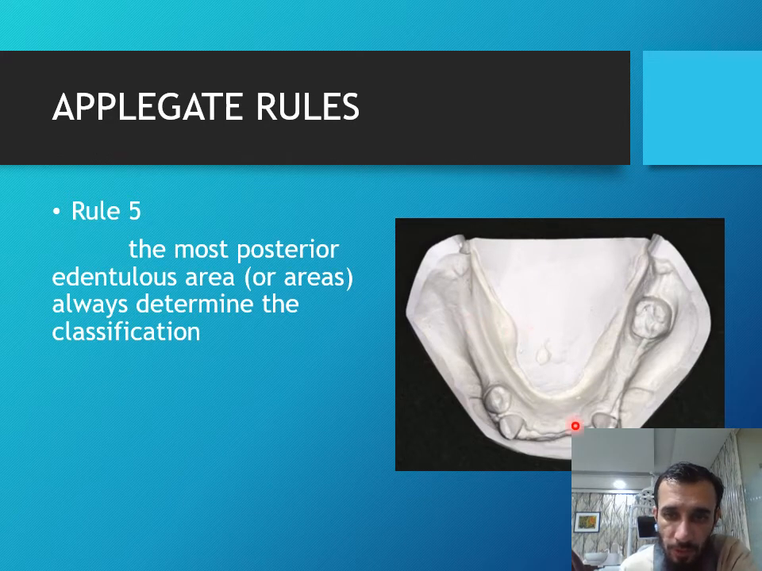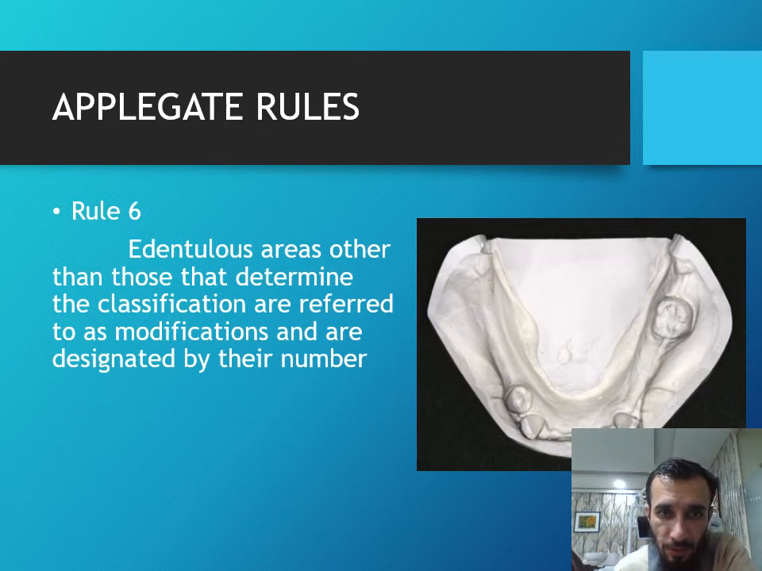Now, what about the other edentulous areas? What to do about them? Well, edentulous areas which do not determine the classification, like the bounded saddles in this picture, are referred to as modifications, and they are designated by their numbers. So there are two modification numbers, and then it would be Kennedy's class 2 modification 2.